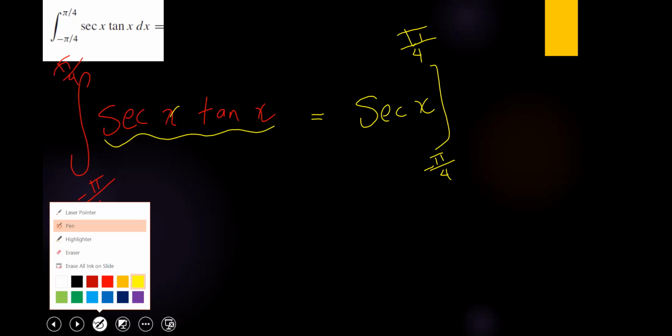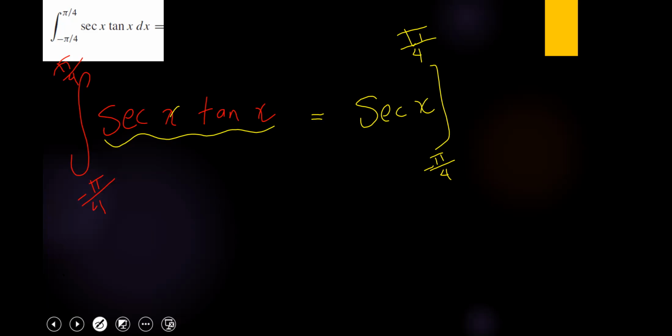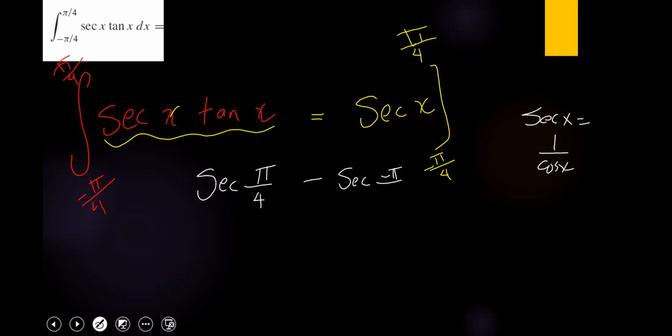Then let's find it now. You have to use a calculator, as you know, but secant is not mentioned in the calculator. So don't forget that secant of x is 1 over cosine x. So by calculator, you have to find secant x from negative pi over 4 to pi over 4. That means secant pi over 4 minus secant of negative pi over 4. This is the first step.